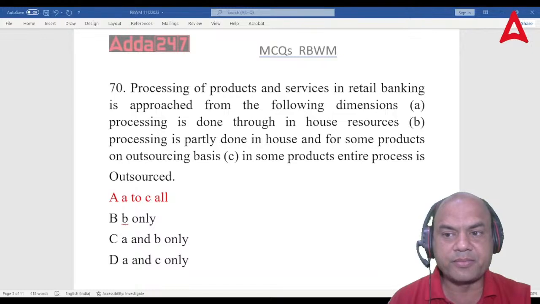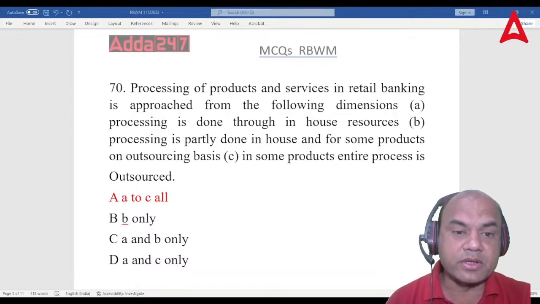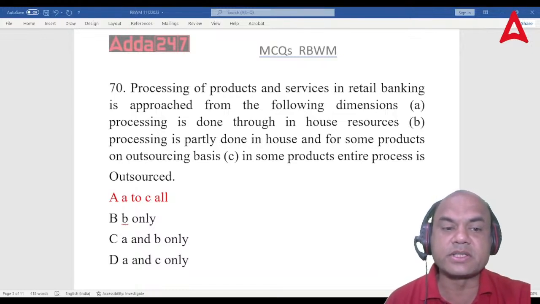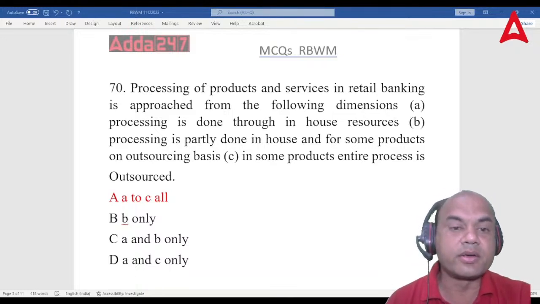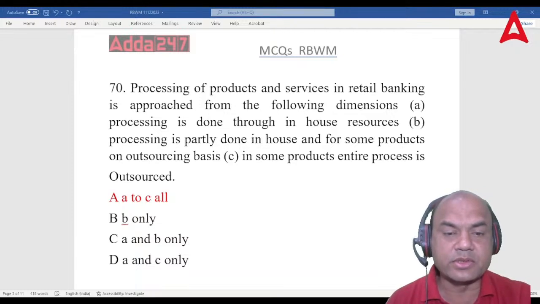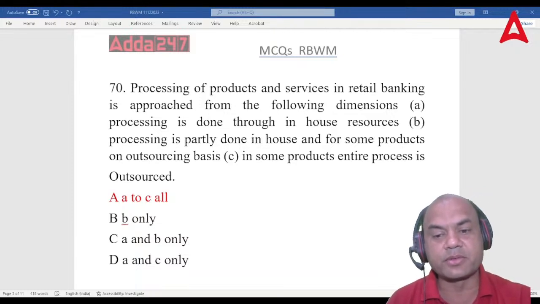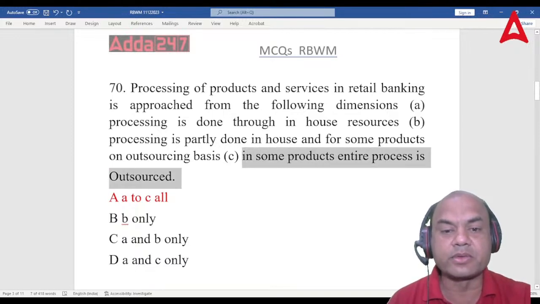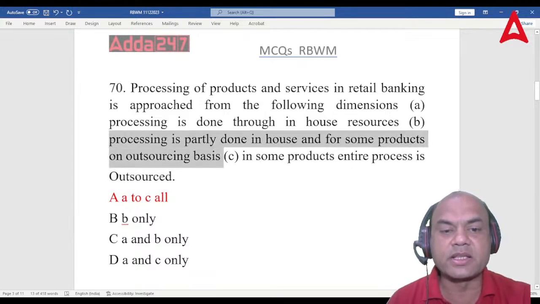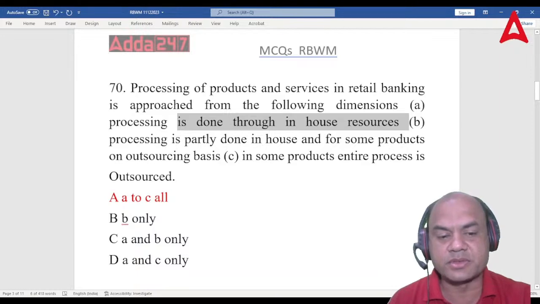So it is A to C all. Processing of products and services is approached via complete in-house, or partial outsource, or complete outsource. In foreign banks, they generally do complete outsource. This is done in Indian private banks, and this is generally done in nationalized banks in-house.